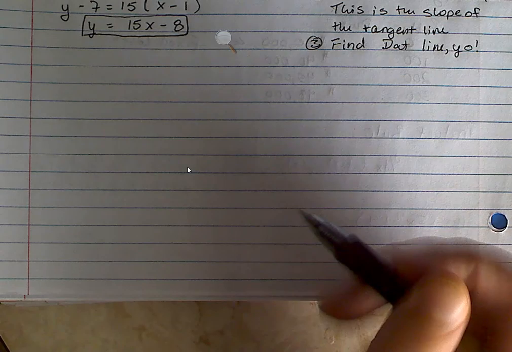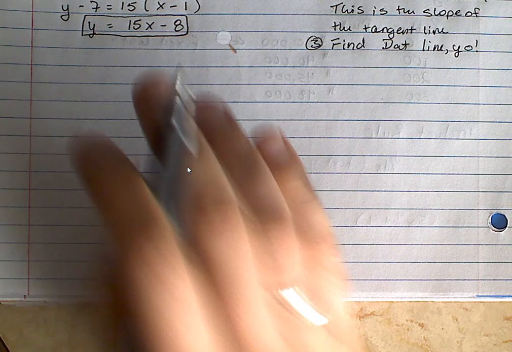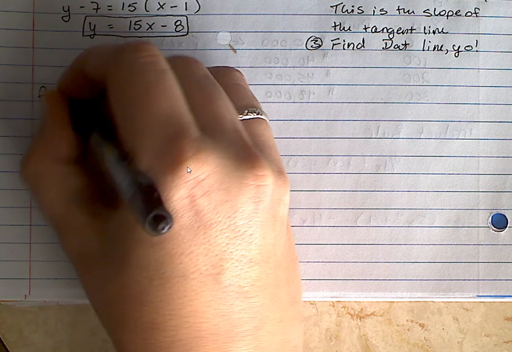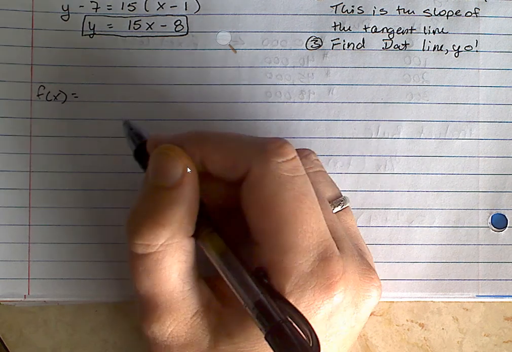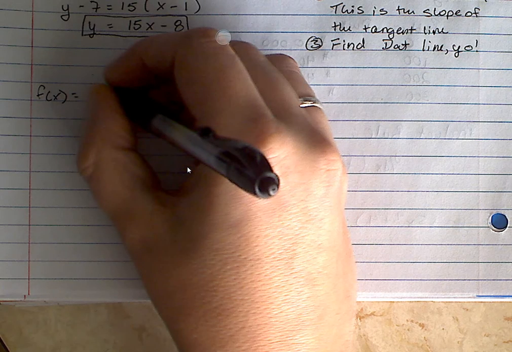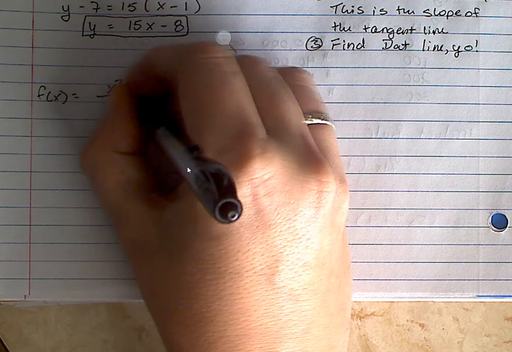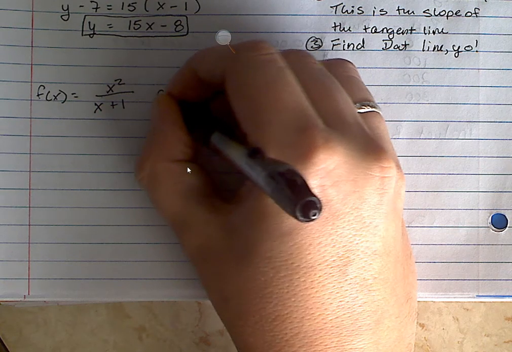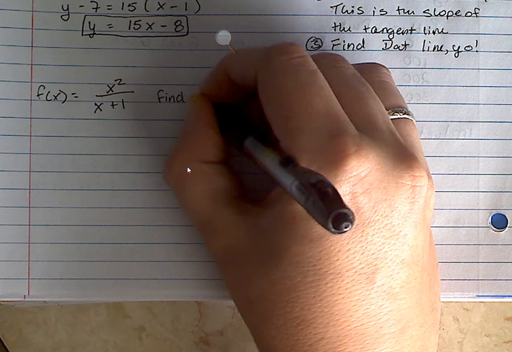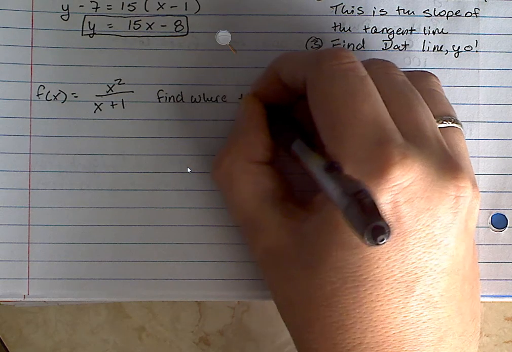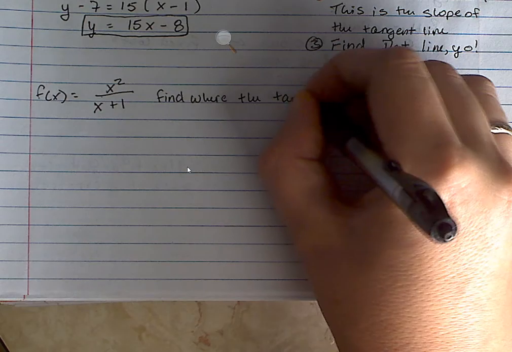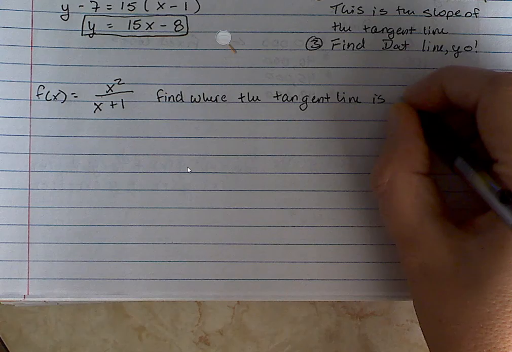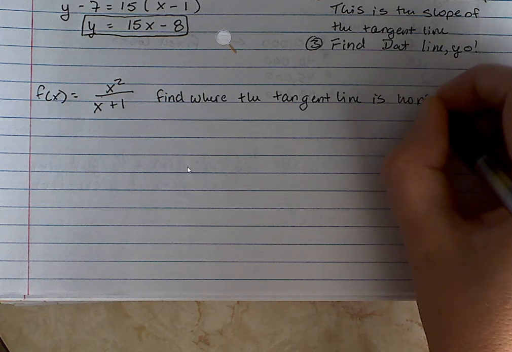So let's look at one that's more complicated. Let's say that we have a function f of x. This is one that's going to have to use the quotient rule. So f of x is equal to x squared divided by x plus 1. And we want to find where the tangent line is horizontal.